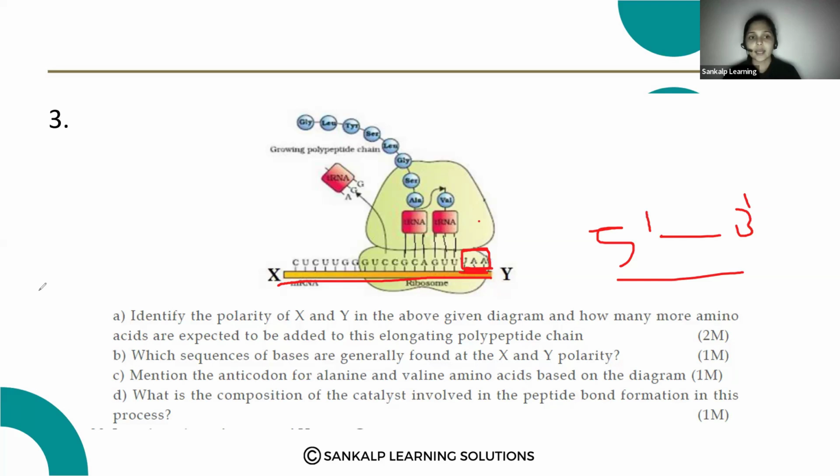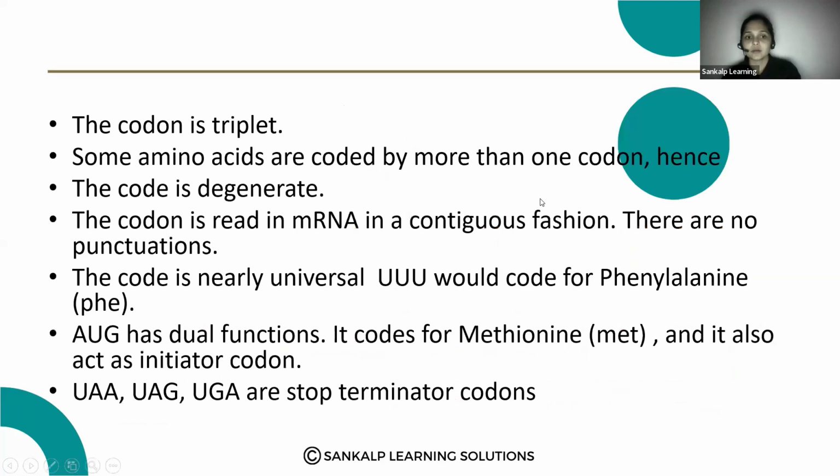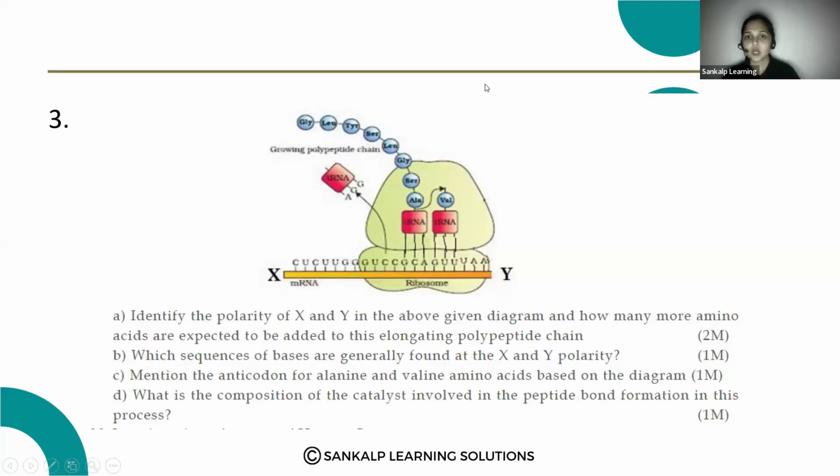So we cannot add here. UAA is the stop codon, right? Look here, UAA, that is the stop codon. So we cannot add another amino acid here. So no amino acid can be added here. Is it clear? So the polarity is 5 prime to 3 prime and no amino acids can be added here. So see the next question.